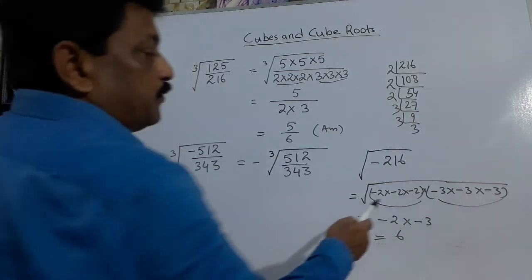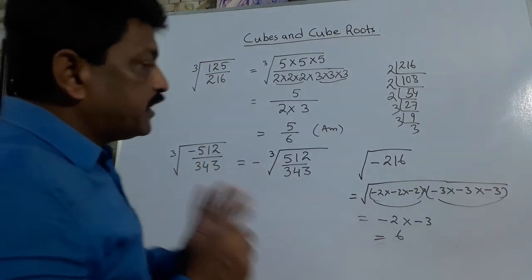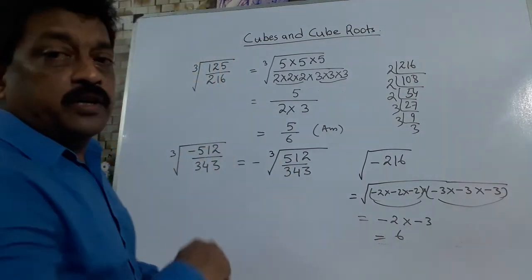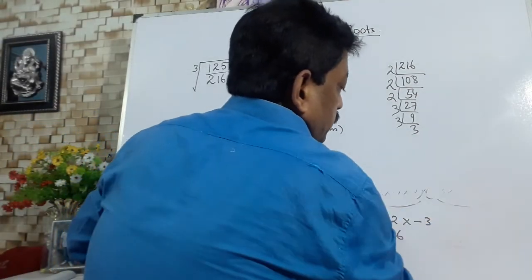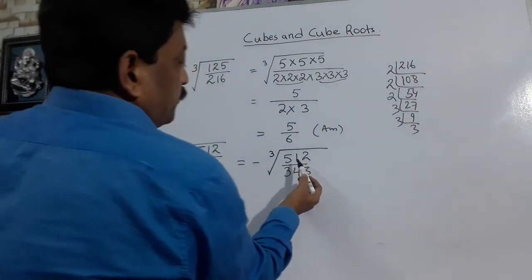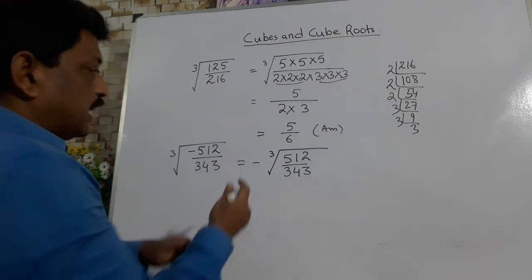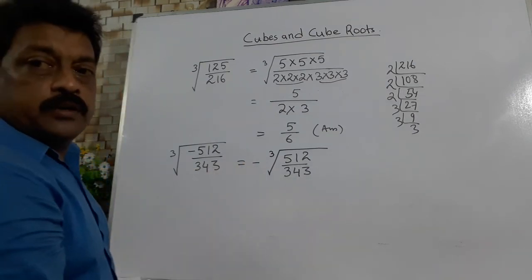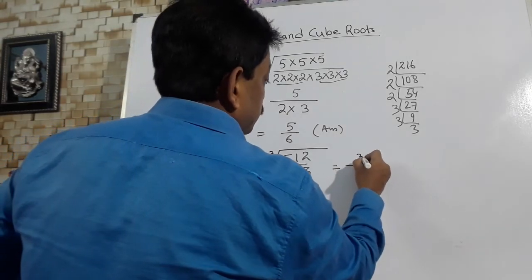Whether there is only one triplet or two triplets, every time a negative number is there, take the sign outside and then resolve into prime factors. Hope you have understood this point. So here also, I shall get so many prime factors of 512. That's why I am taking the negative sign outside and then resolving 512 into prime factors.